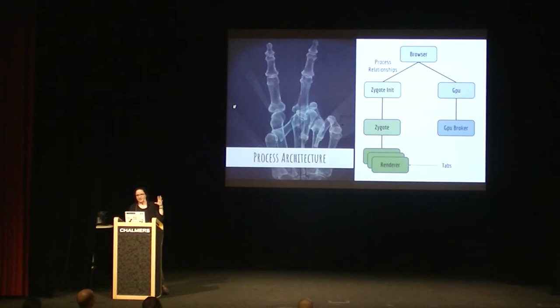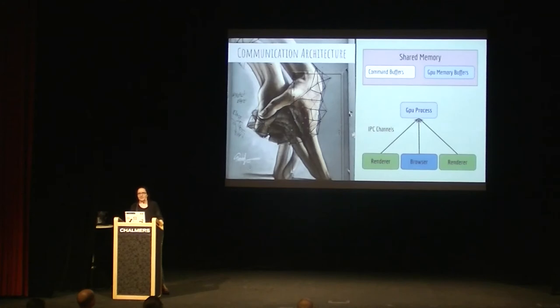Okay, so remember this is the process architecture, so this is like parent-child relationships between these things. But in addition to the process architecture and the relationship with parent-child, you have a massive amount of IPC channels everywhere. And in this case, I'm just going to be looking at a simple set of IPC channels, and those are the ones that go from the renderer of the browser to the GPU process.